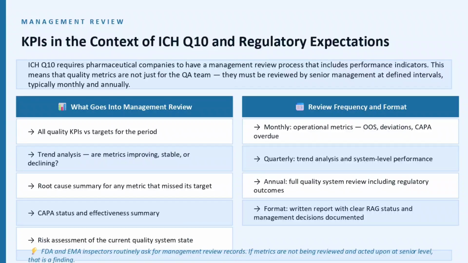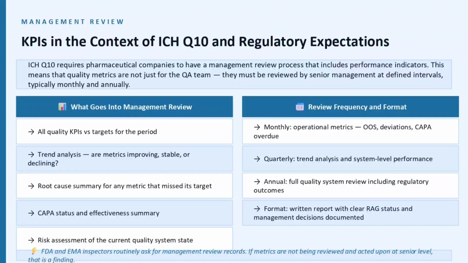At the monthly level, the focus is operational. OOS rate, deviations, CAPA overdue list. What are the immediate issues that need management attention and resources? At the quarterly level, the focus is trend analysis. Are metrics improving over time? Are there patterns that point to a systemic issue? Are any departments consistently underperforming?